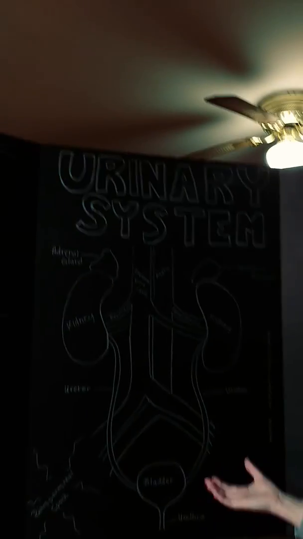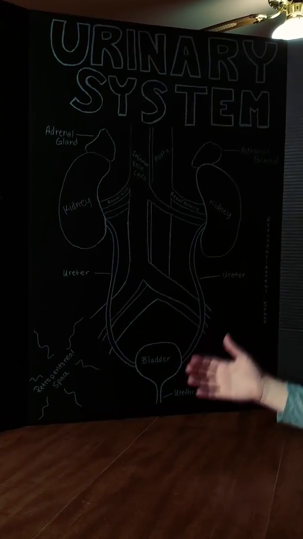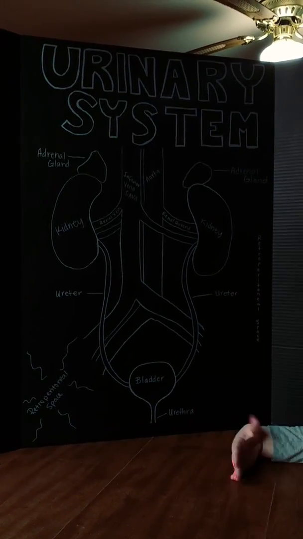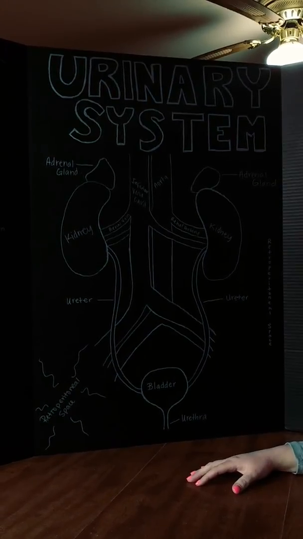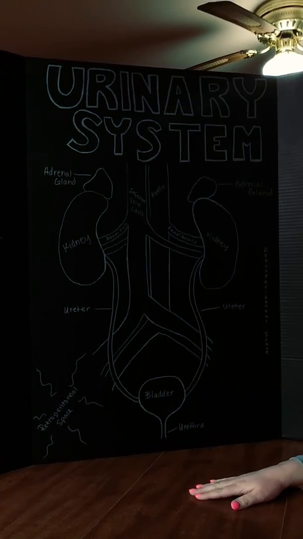So, overall, the urinary system is a very important system for our body. It pretty much keeps us clean, it keeps us healthy, keeps our body regulated, and it just really works together to make sure that we maintain a good homeostasis.